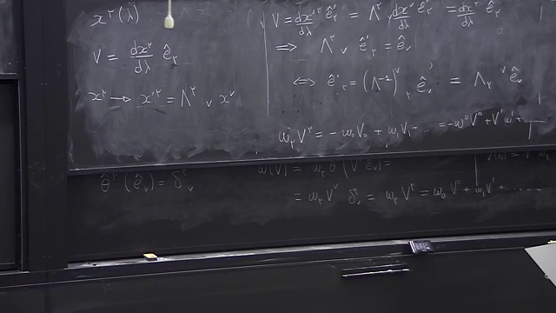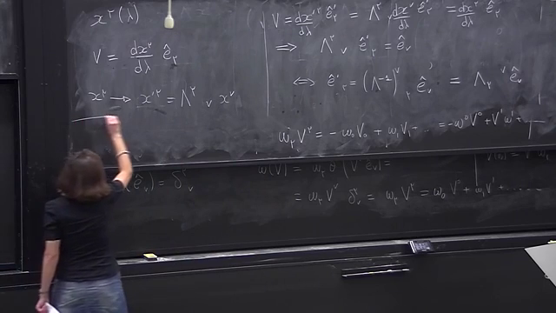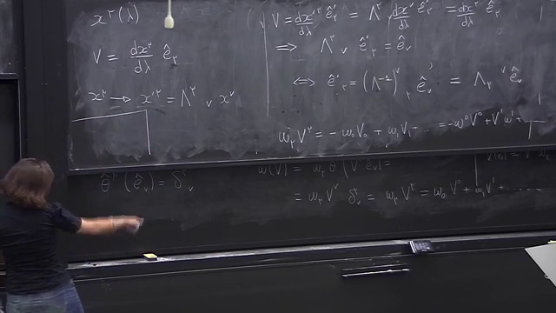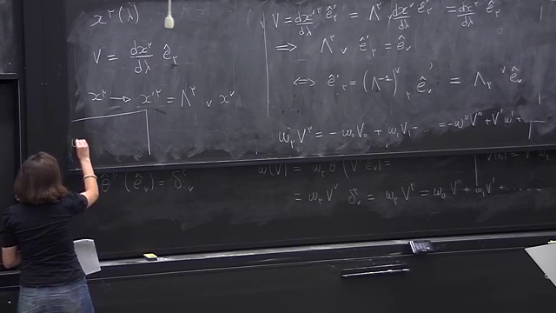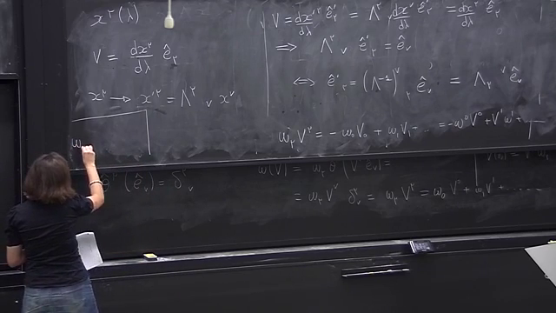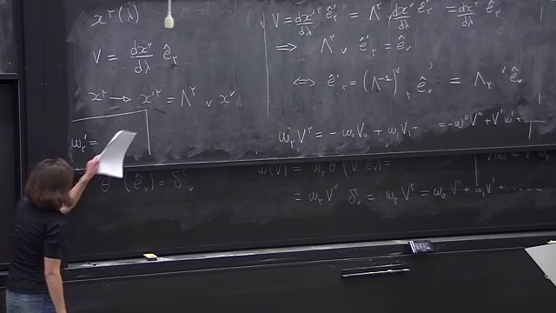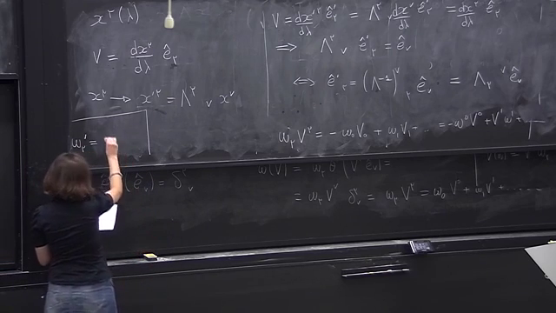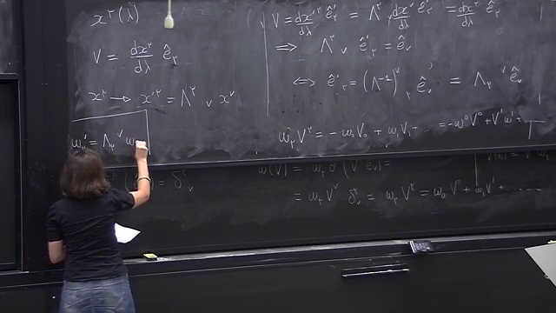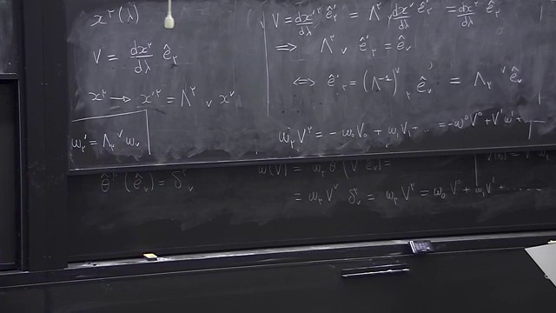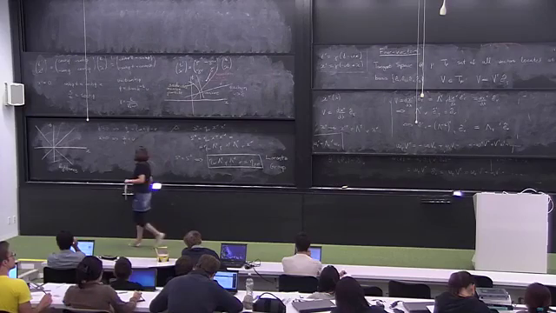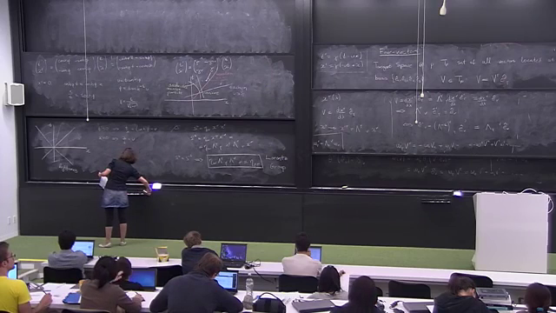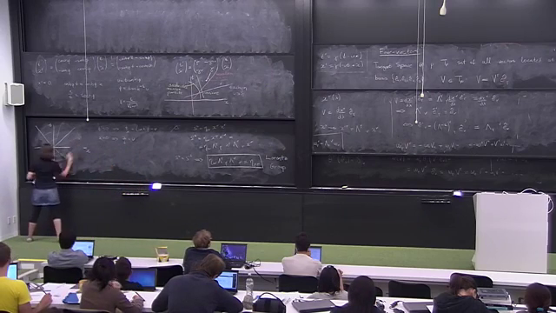OK, and let me write this here too. It's easy to check that in the same way, the components of the dual vector transform with the transpose Lorentz matrix, lambda mu mu omega nu. OK, a simple example of a dual vector is the gradient.